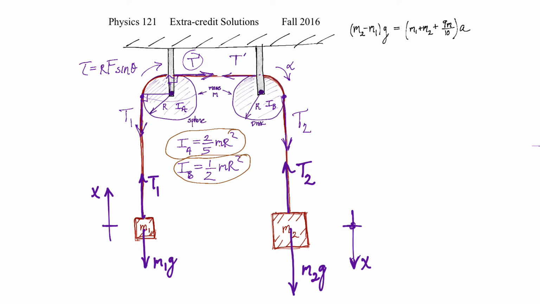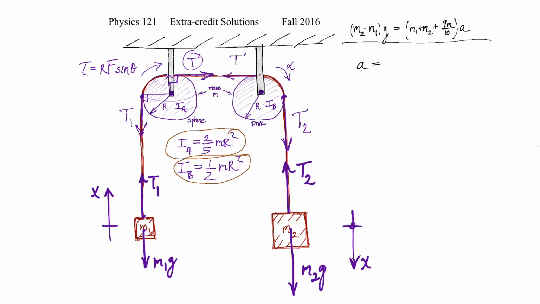Okay, so now I've rewritten that equation at the top, and notice that I have simplified it a little bit. I've taken the 2/5 M and the 1/2 M and added them together. That gives 9/10 M. And now I can solve this for A.